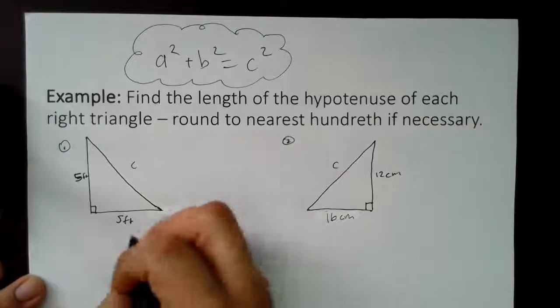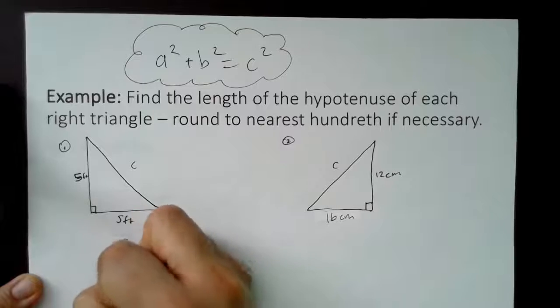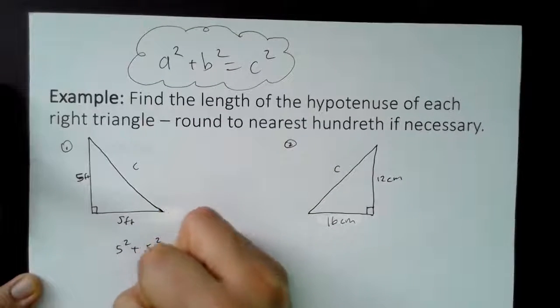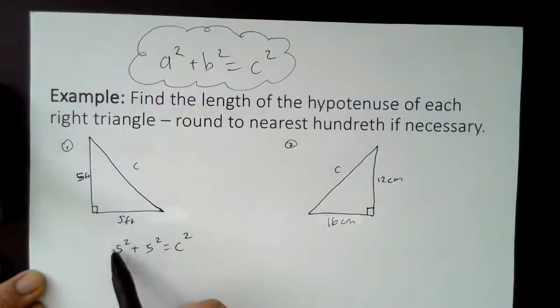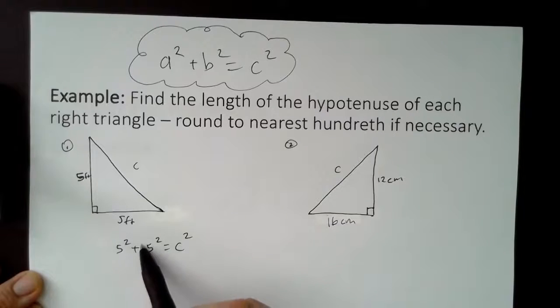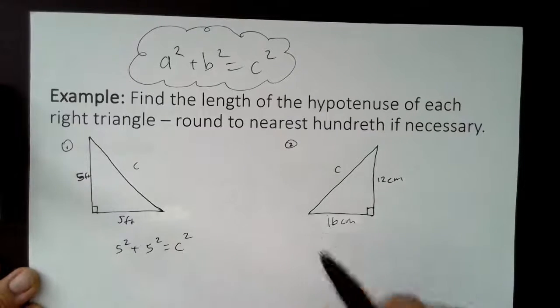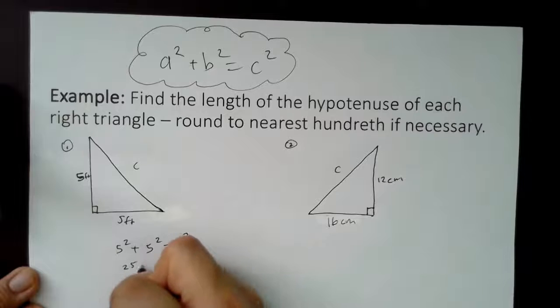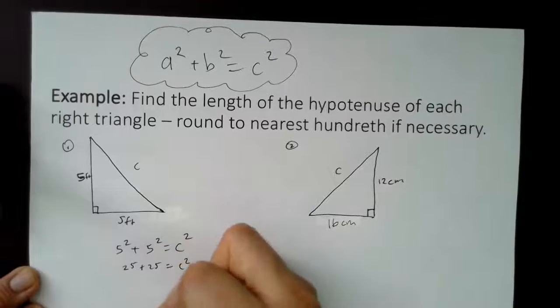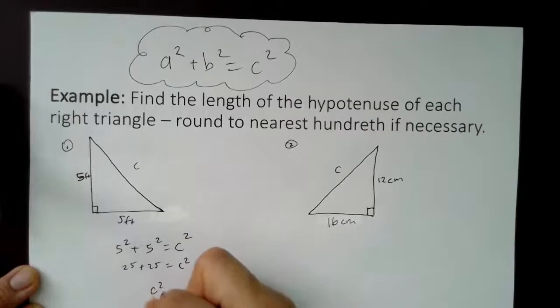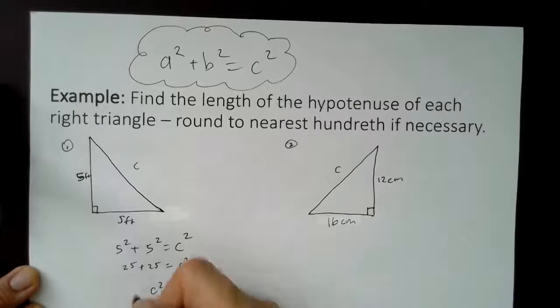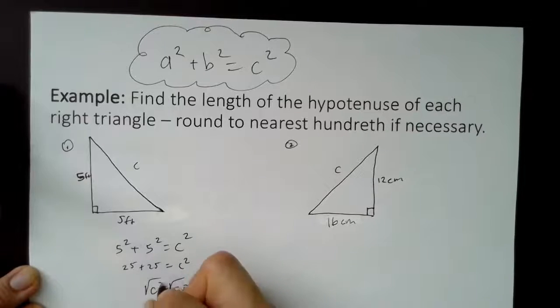Okay, here we go. So a squared plus b squared is equal to c squared, right? The squares of the legs added together is equal to the hypotenuse squared. So this is 25 plus 25 is equal to c squared. I'm going to rewrite the c squared in front. c squared is equal to 50. Then I take the square root.